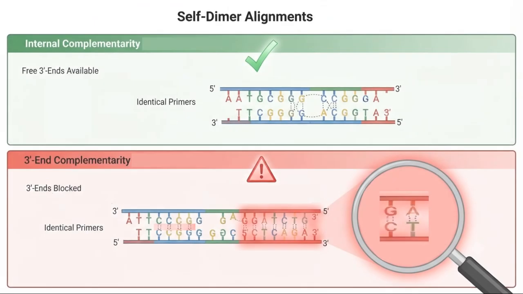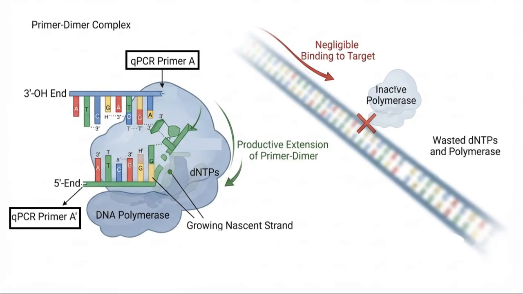Instead, look directly at the 3' ends. That's the only region we really care about. If 2 primers bind strongly through their 3' ends, DNA polymerase may extend them. Instead of amplifying your gene, it starts amplifying primer dimers. Those primer dimers compete with your target for reagents. They consume primers, they consume nucleotides, and they often appear as extra peaks in melt curve analysis.